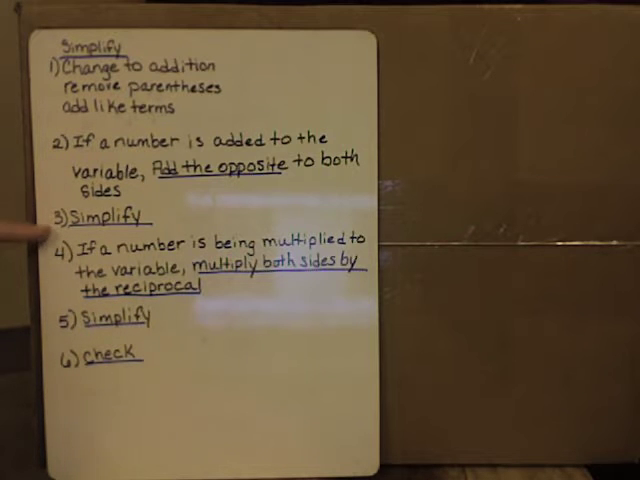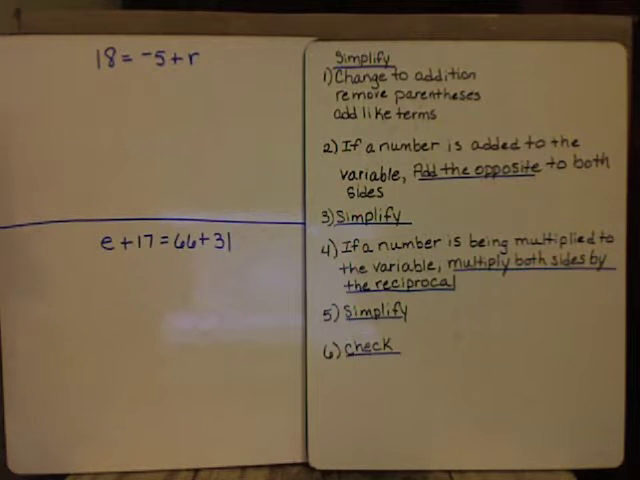The third step is to simplify. The fourth step is if a number is being multiplied to the variable, then multiply both sides by the reciprocal. Then simplify, and that should be your answer. And the last step is to check your problem. Here are a couple problems to try in solving equations.